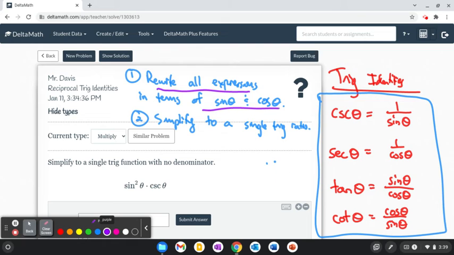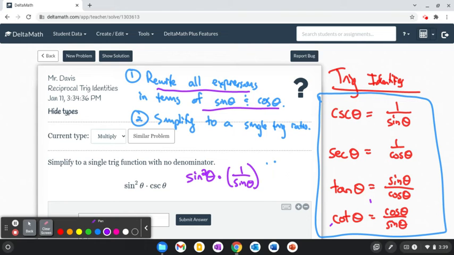So first thing we're going to do, sine squared theta is already in terms of sine or cosine, so we're just going to leave that as is. And then we're going to multiply it. Now it's in terms of cosecant right now, so I want to change it to a sine or cosine. So I'm going to change it to a sine, obviously, because cosecant is equivalent to 1 over sine. So I'm going to write this as 1 over sine theta.